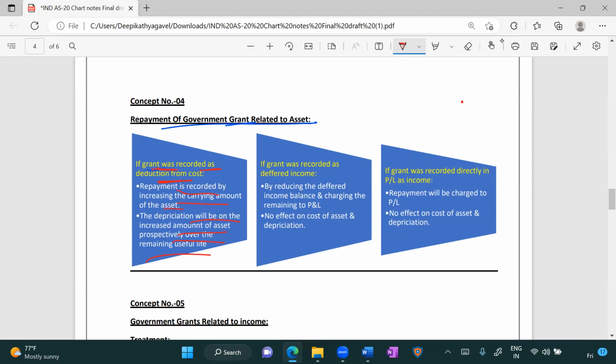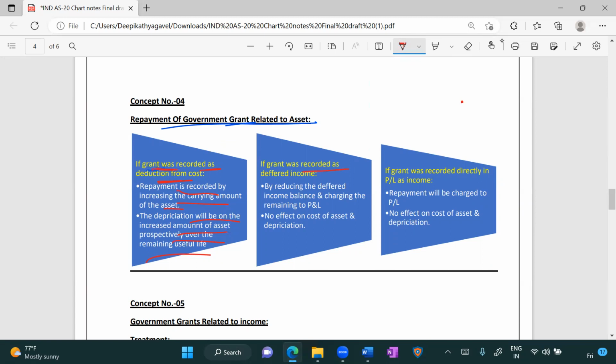So in case, let's say the asset's useful life was 10 years, and after 8 years the government comes to know that you have not adhered to the condition of that particular grant, so it asks you to repay. Initially you adjusted the grant amount with the cost of the asset. Similarly, now you will add it back to the cost of the asset, and over the remaining 2 years of useful life, you will depreciate it.